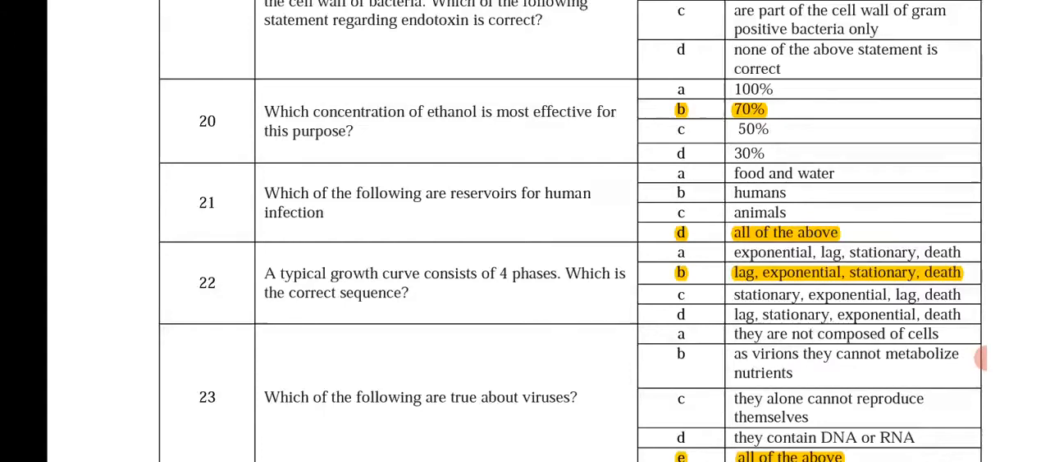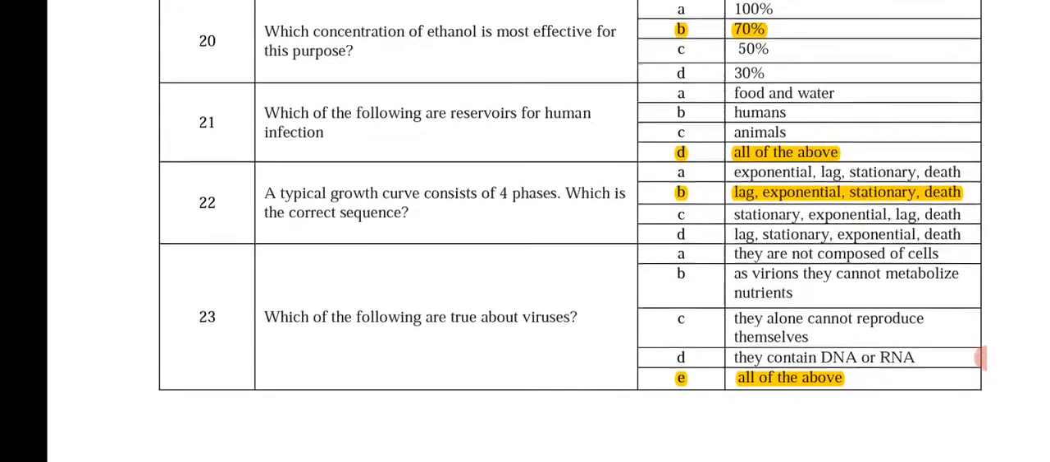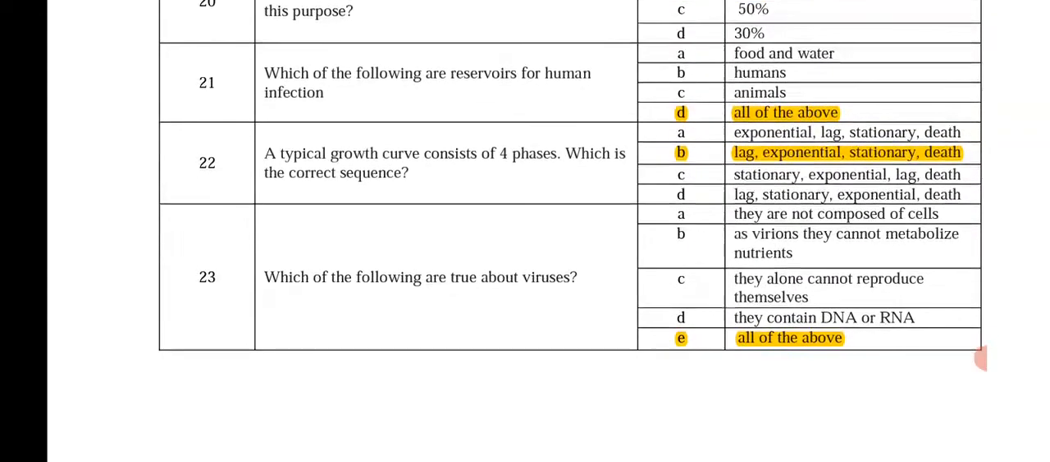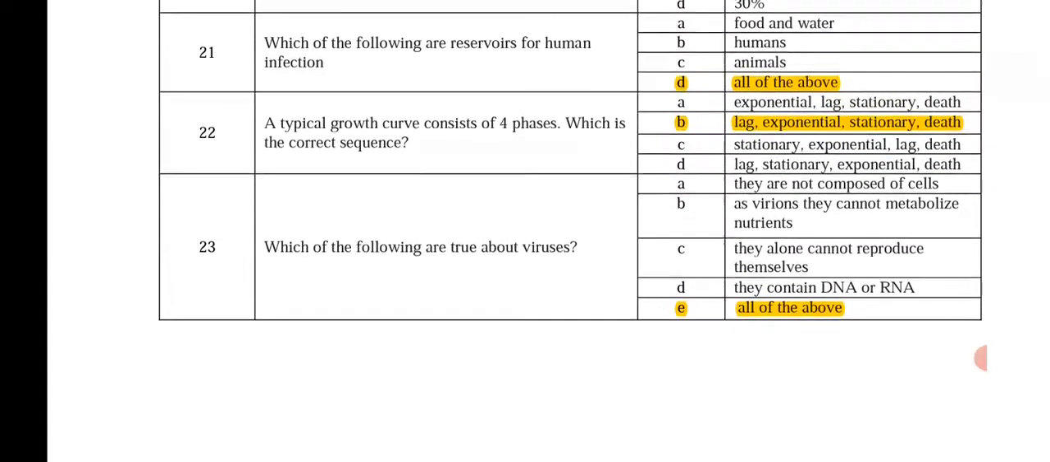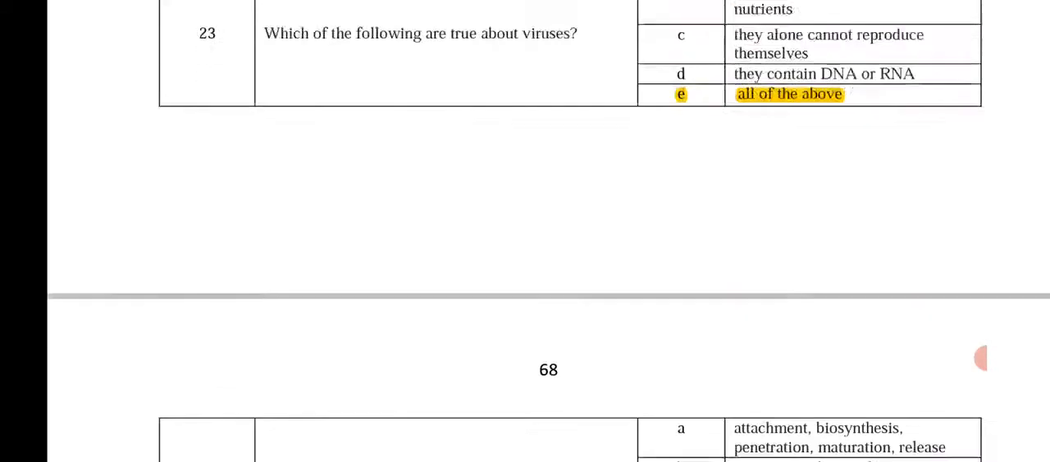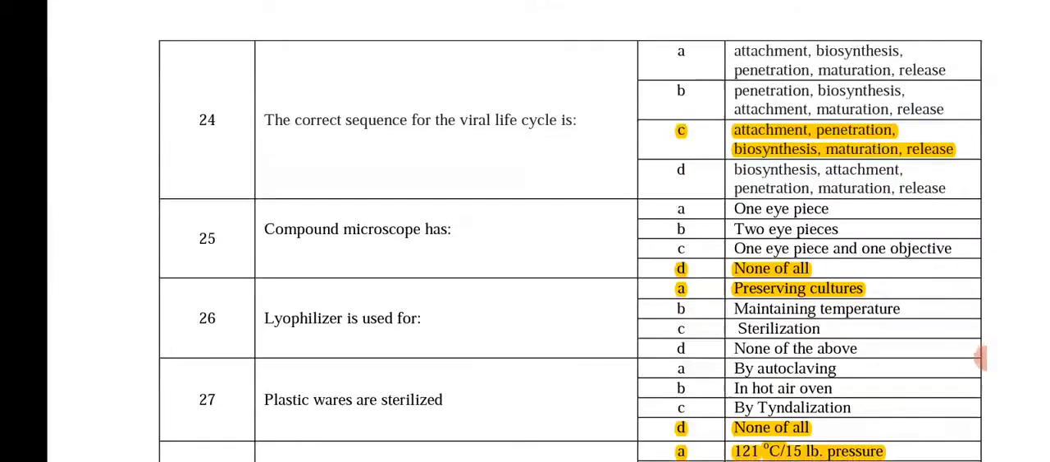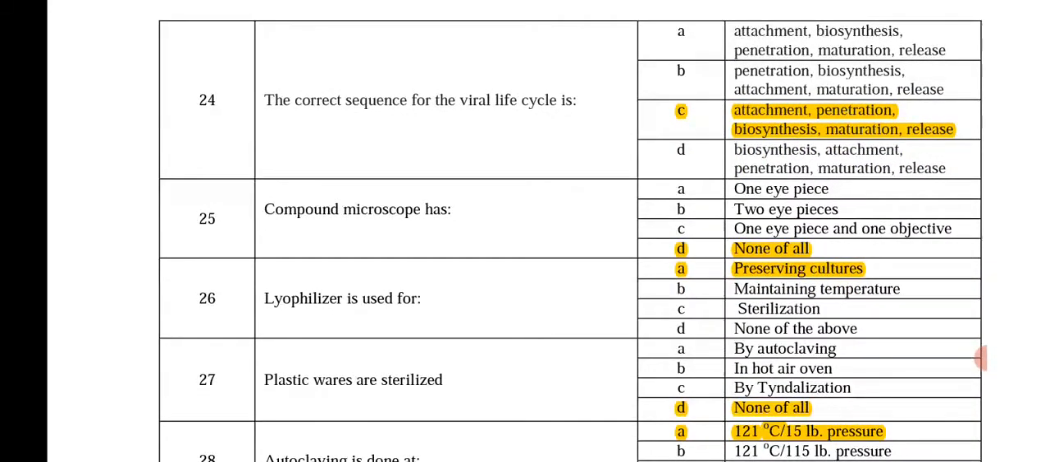A typical growth curve consists of 4 phases. Which is the correct sequence? Lag, exponential, stationary, death. Which of the following are true about viruses? All of the above. They are not composed of cells, only virions. They cannot metabolize nutrients. They alone cannot reproduce themselves. They contain DNA or RNA. The correct sequence for the viral life cycle is attachment, penetration, biosynthesis, maturation, and release.